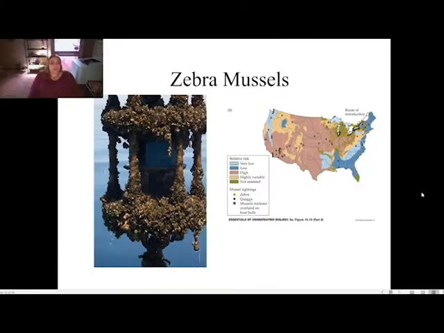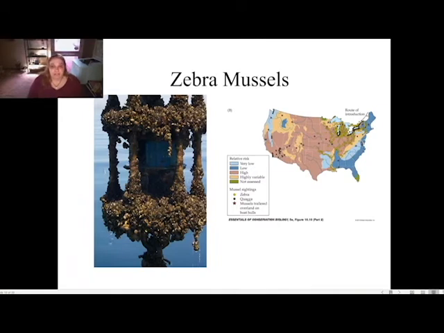So another invasive are zebra mussels. And zebra mussels were introduced to the Great Lakes from ballast water on ships. And what ballast water is, it's the water that they hold in the base of the ship, and it helps with stability. So these mussels, they grew within that ballast water, and they got released as ships were going from place to place. And they've spread really widely.